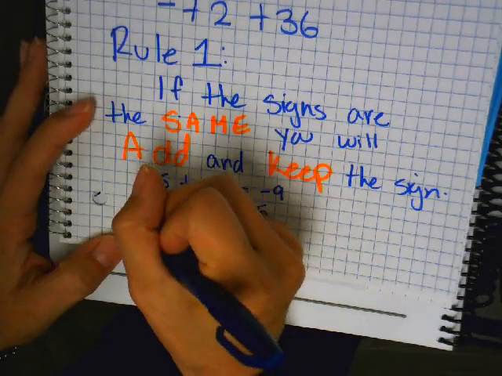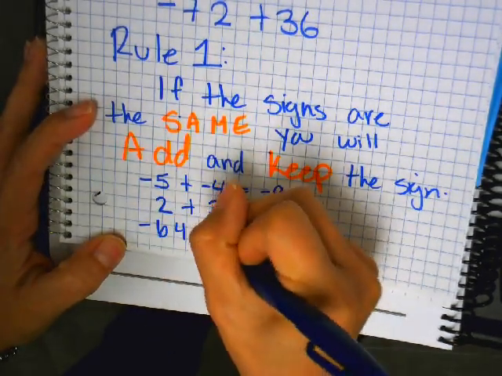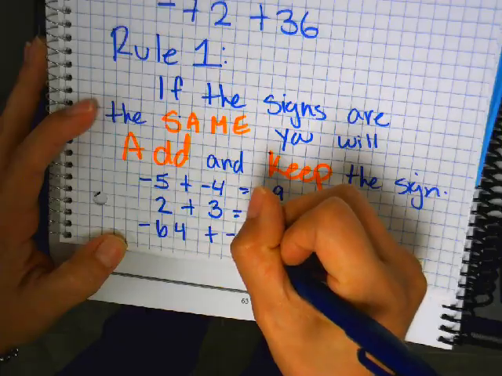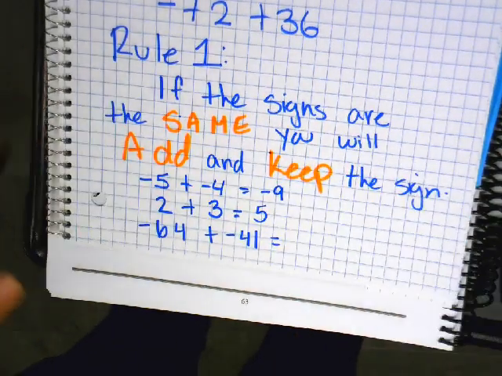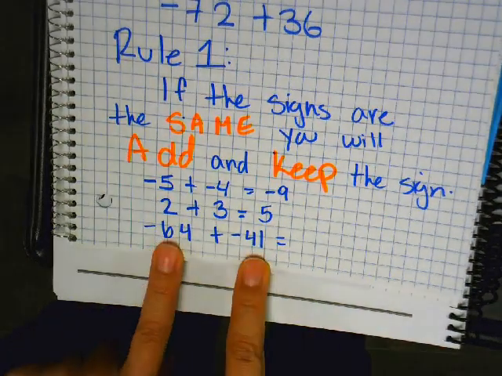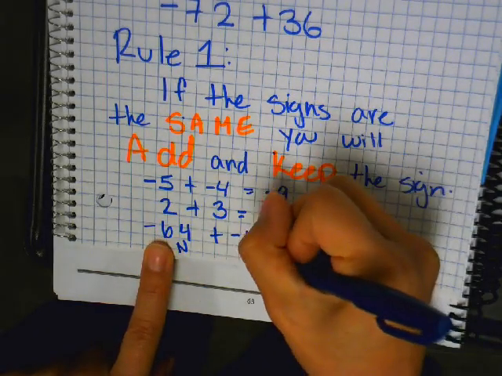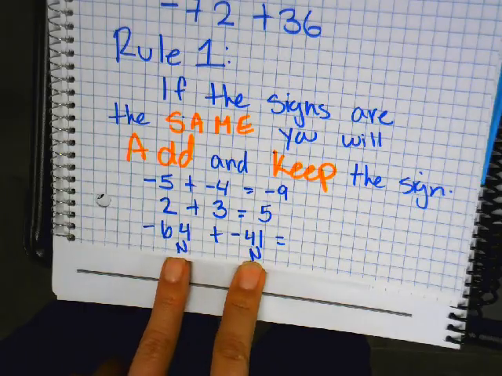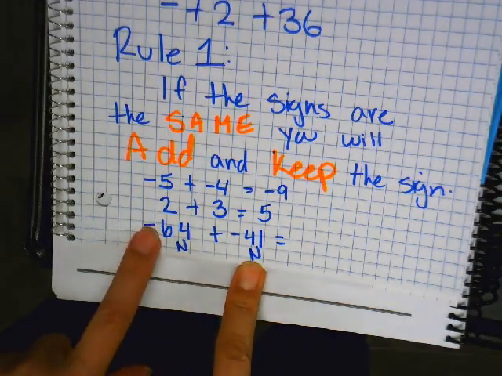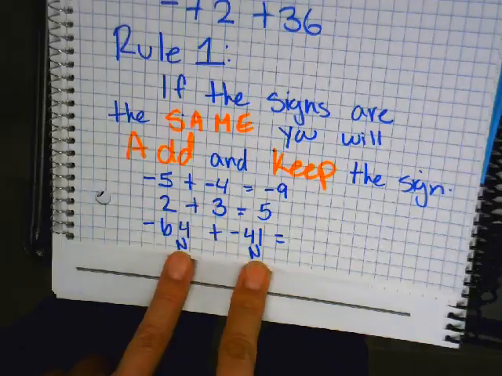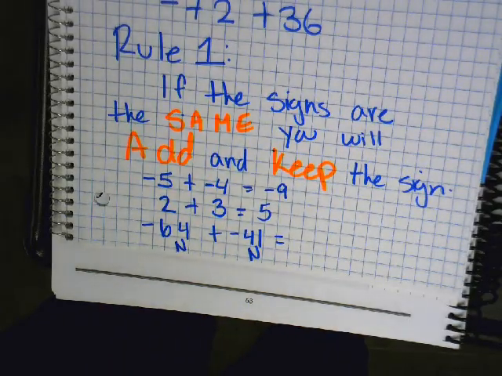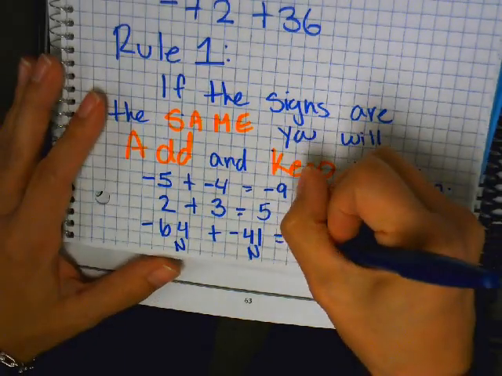We kept it a positive number. So what's -64 plus -41? Are these the same or are these different? The same. So this is a negative and this is a negative, right? These are both negative numbers. So if they're both negative, what do we do? Add and keep. So let's add them and keep the sign. So you know it's going to be negative. Negative what?